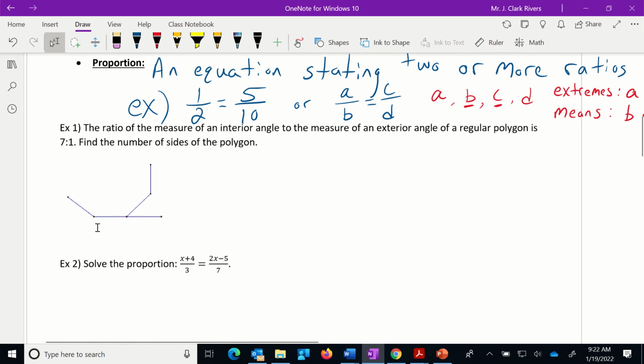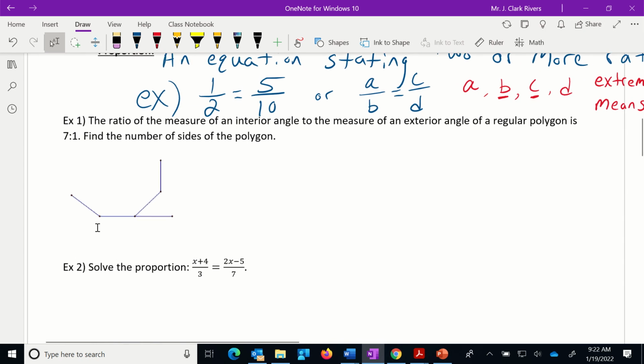Let's take a look at example 1 here. The ratio of the measure of an interior angle to the measure of an exterior angle of a regular polygon is 7 to 1. Okay, before we go any further, how does one interior angle in a regular polygon relate to one exterior angle of that same polygon? They're supplementary. Good. So we know that this interior angle and this exterior angle, they're going to be supplementary.